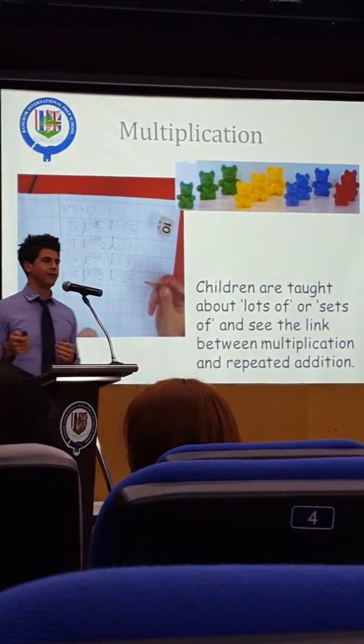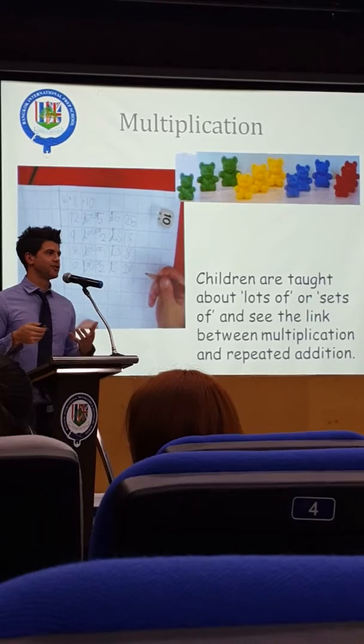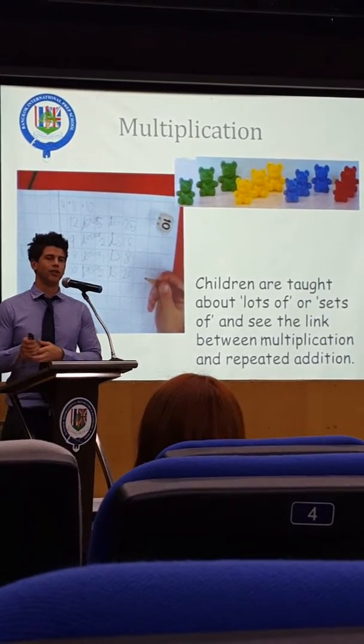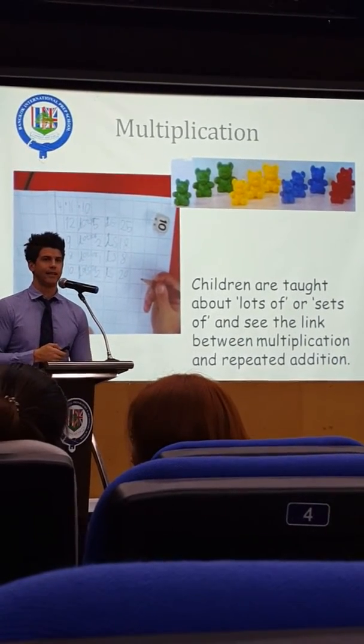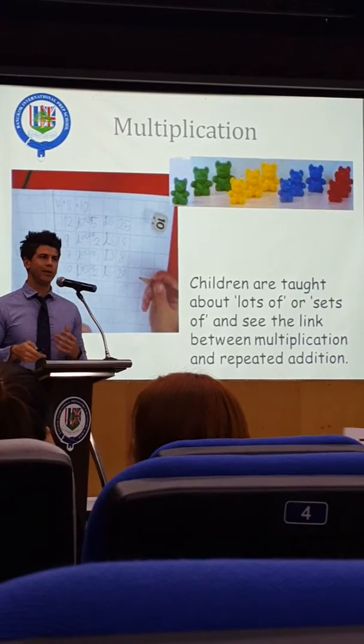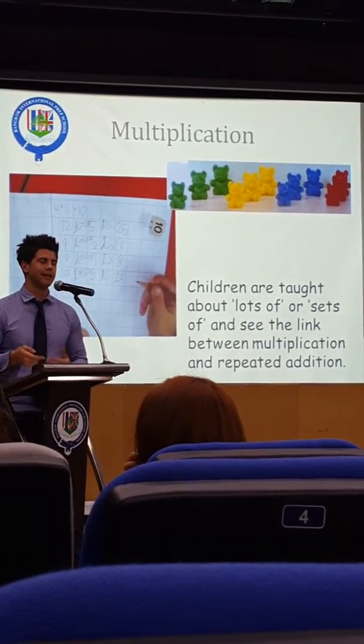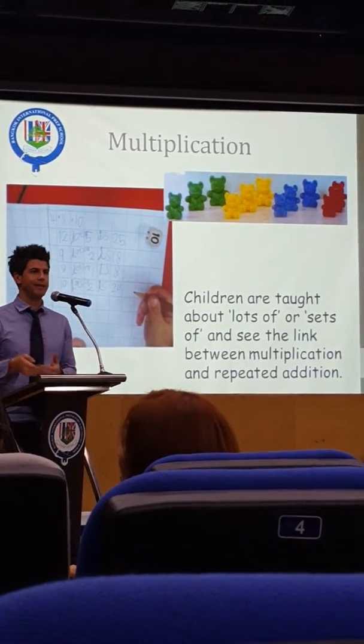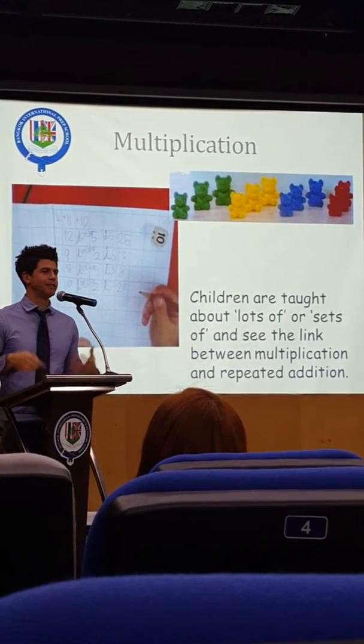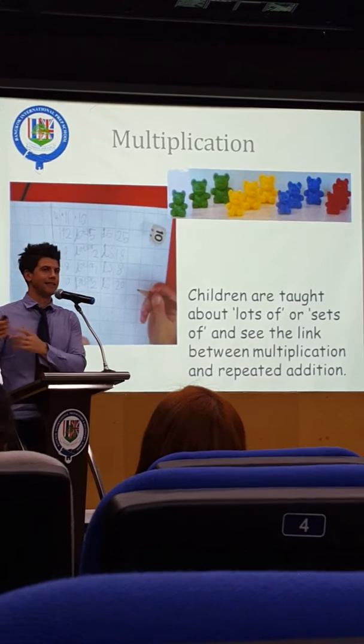And multiplication. So multiplication and division are the two most difficult concepts for children in Key Stage 1. Now, here's where we keep making links to the other operations. Basically, multiplication is repeated addition. So 3 times 7 means 7 and 7 and 7.